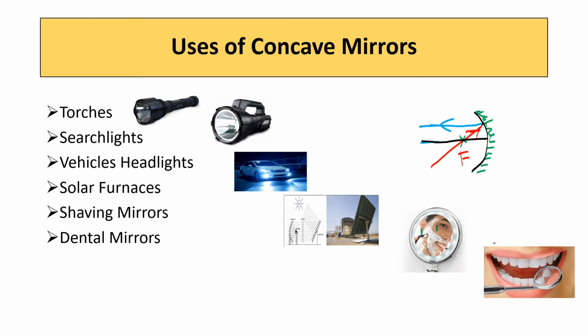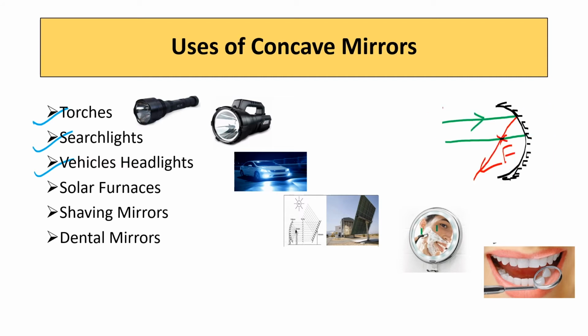We know that if the incident ray passes through the focus, the reflected ray will be parallel to the principal axis, which means that you can obtain a parallel beam of light in the case of a concave mirror. This property is being used in torches, searchlights, and vehicles' headlights.